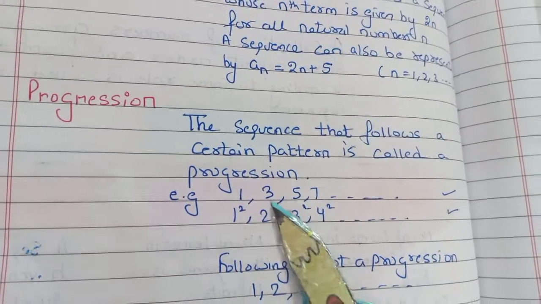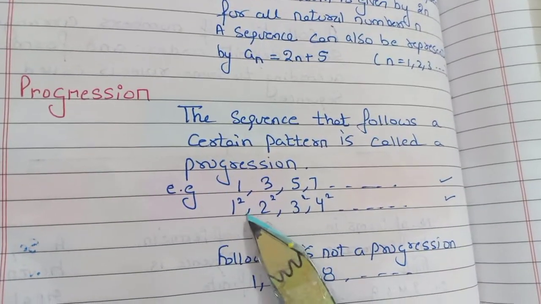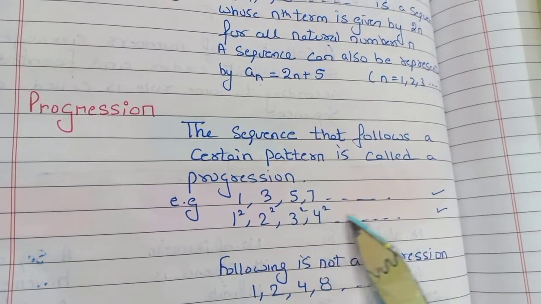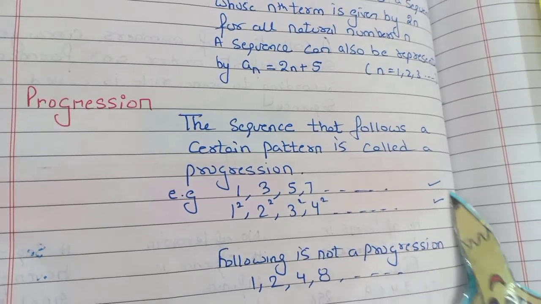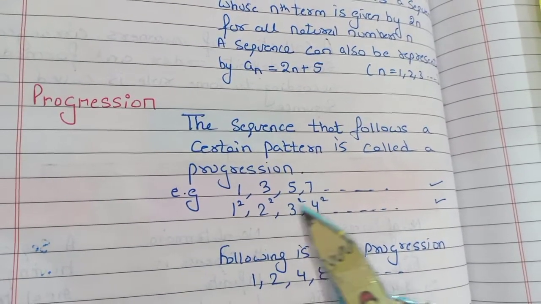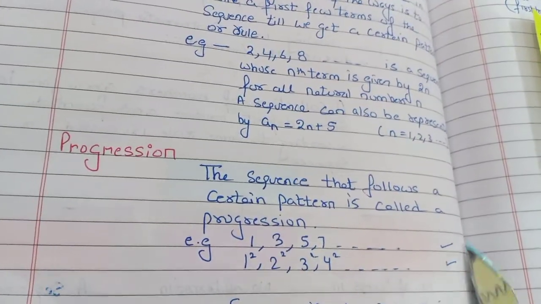For example, 1, 3, 5. Every term increased by 2. Now I am writing one more pattern: 1 square, 2 square, 3 square, 4 square. It is also following some rule. Every natural number is getting squared. These two are progressions.